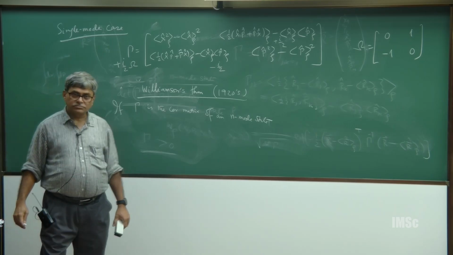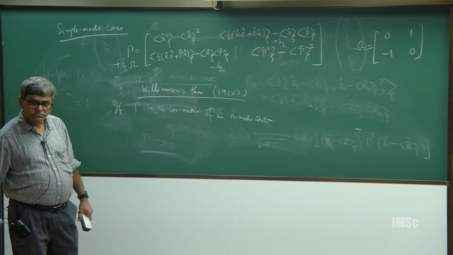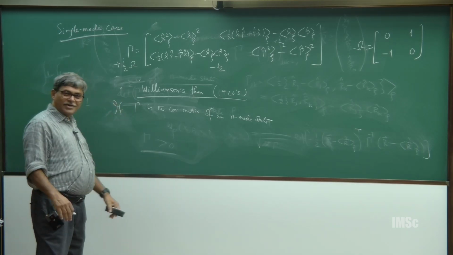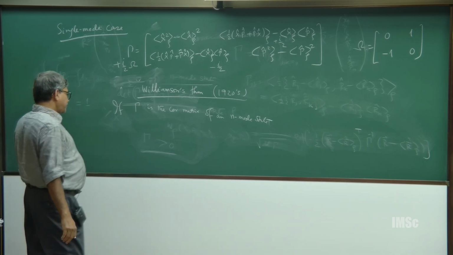The theorem definitely did not state n mode state in the 1920s. Well, that's okay. Yes, you can think of a 2n dimensional phase space.